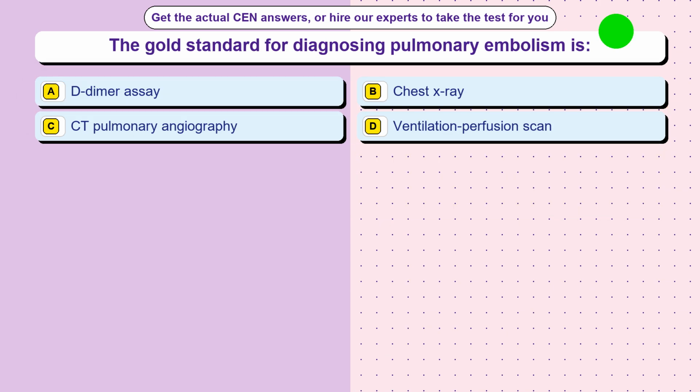Question 41. The gold standard for diagnosing pulmonary embolism is: Option A, D-dimer assay. Option B, chest X-ray. Option C, CT pulmonary angiography. Option D, ventilation perfusion scan.